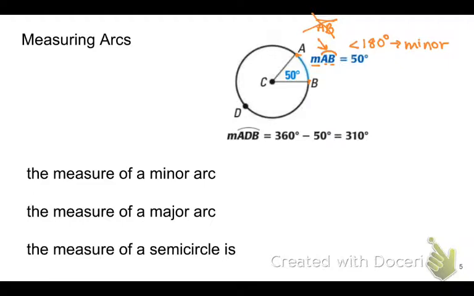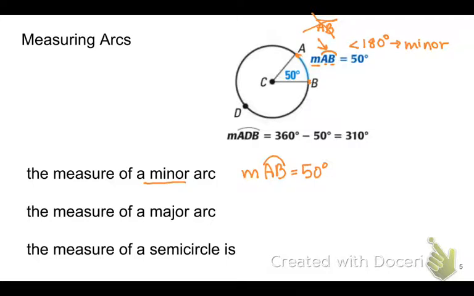So a minor arc is defined by its two endpoints. And in this case, we're told that the measure is equal to 50 degrees. So for the measure of a minor arc, we write measure of AB with a curve over it is equal to 50 degrees.